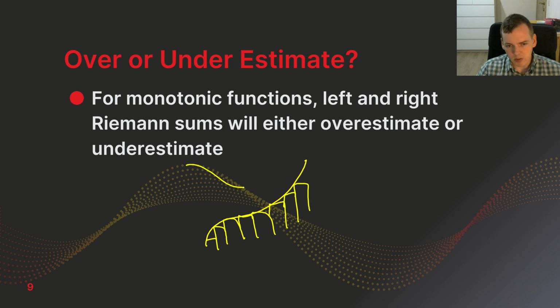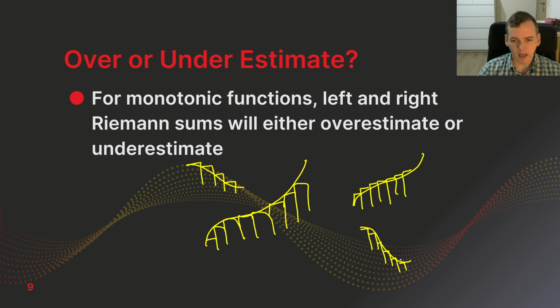Meanwhile, for a decreasing function, a left-hand sum is going to overestimate. And then the reverse is true for right-hand sums. If it's monotonically increasing, the right-hand sum overestimates. And for a decreasing function, the right-hand sum underestimates. This is just something that, as you work, the AP likes to ask, so just get used to reasoning and thinking through it.